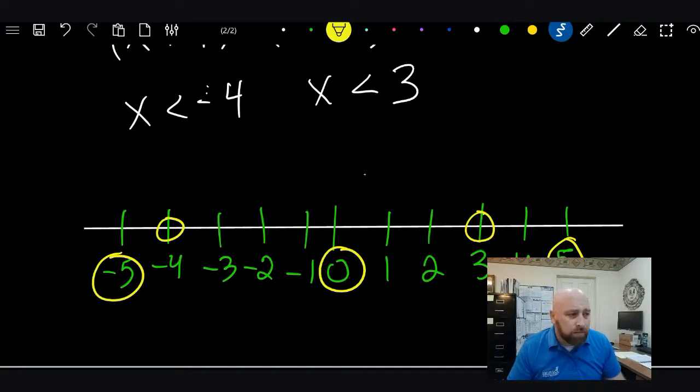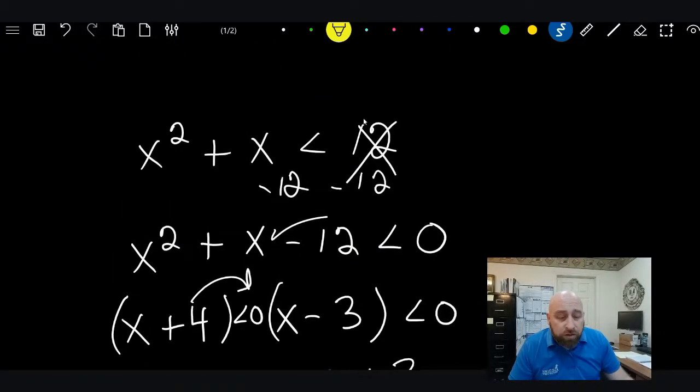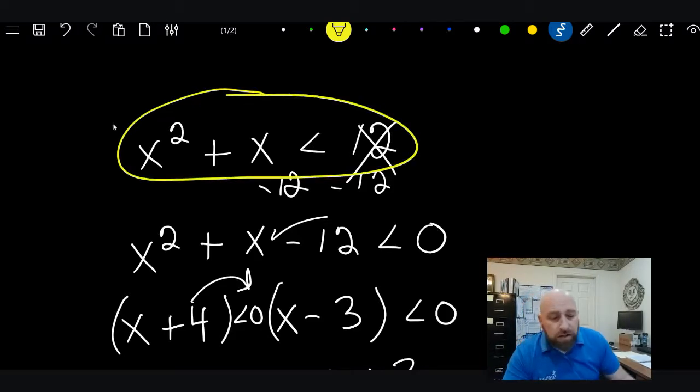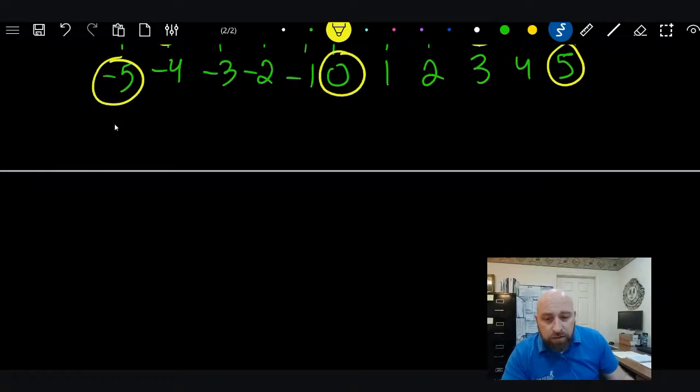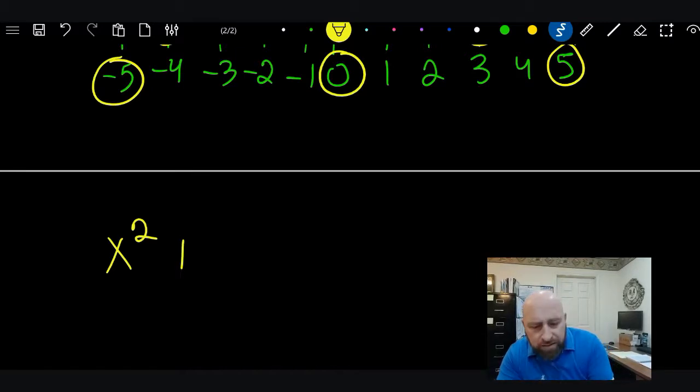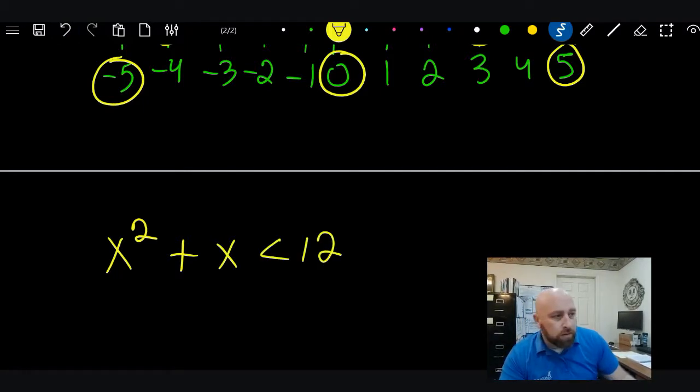What does that mean, that I have to test the points? Well, what you do is you plug them back into the original equation. So we're going to come back up here to this original equation, and I'm going to test these points. So I'll do it down here. We'll do x squared plus x is less than 12.